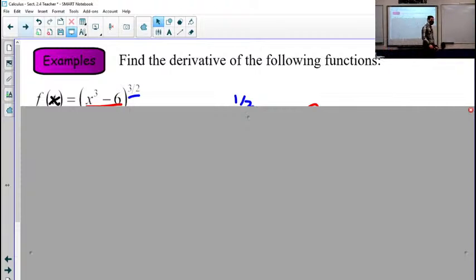X cubed minus 6 to the 3 halves. So our innermost function is still x cubed minus 6. Our outermost function now is to the 3 halves. So first off, if we take something to the 3 halves, then our derivative would be, bring the 3 halves out in front, subtract 1 from the exponent. So we'll keep that innermost function how it is, times the derivative of the inside part. Derivative of x cubed minus 6 is going to be what? 3x squared.